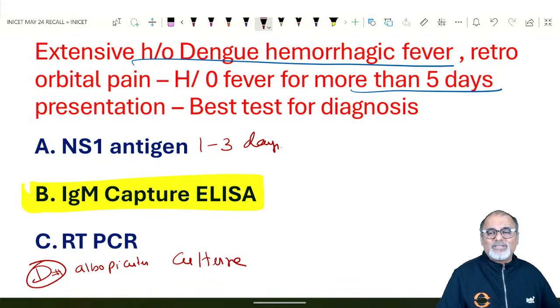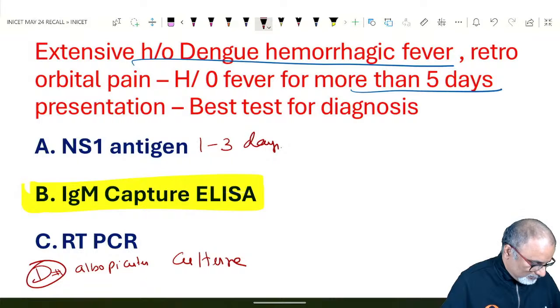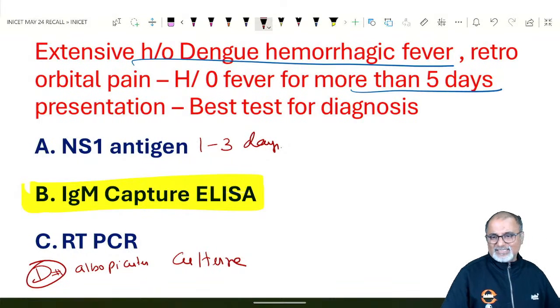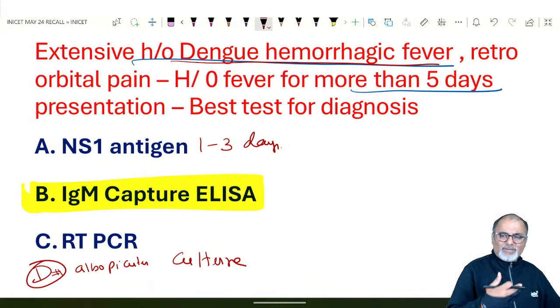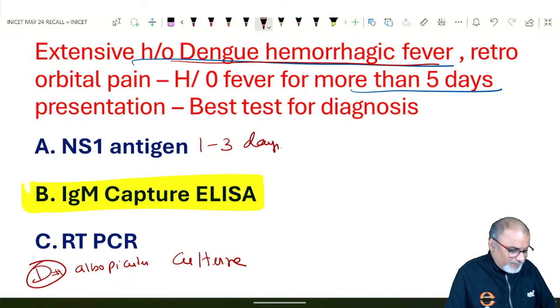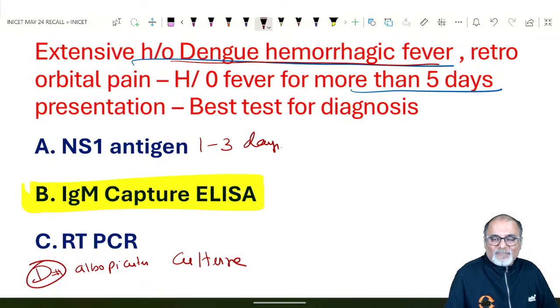I put one image in the group. You can see the image, you can understand better. It was given fever for 5 days. Yes, different people are giving different answers. People mentioned dengue hemorrhagic fever. I got the feedback, 2-3 kids are saying dengue hemorrhagic fever is mentioned. Don't worry, on the 5th day also you can go for IgM capture ELISA. From 5 to 10 days, the best test is IgM capture ELISA.